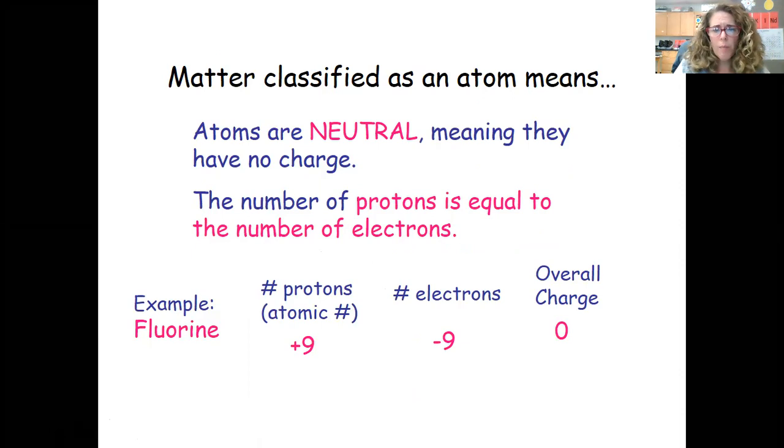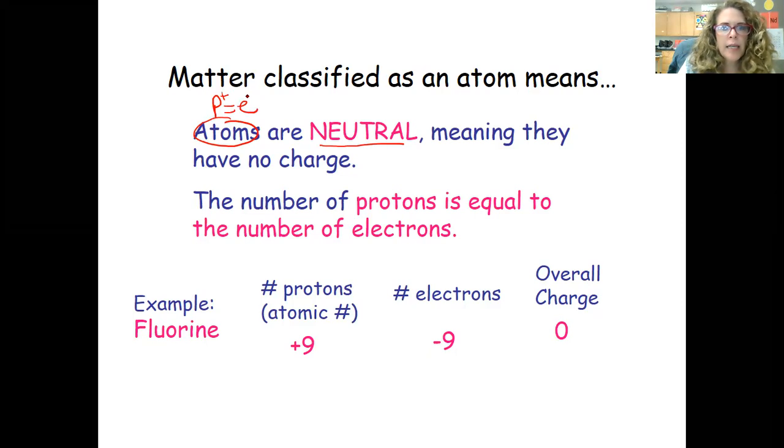Okay. So matter classified as an atom means atoms are neutral. So anytime you see the word atom, I want you to write protons equal electrons. That positive protons equal the negative electrons. Electrically neutral. No charge. Net charge equals 0. Net charge, right? That means the overall charge. All the positives and all the negatives added up together is neutral. The number of protons that are positive are equal to the number of electrons that are negative.